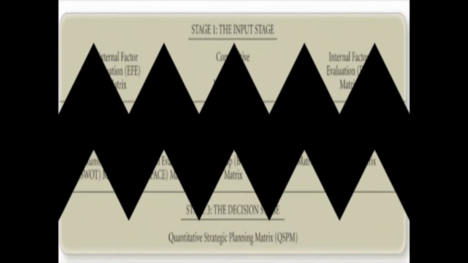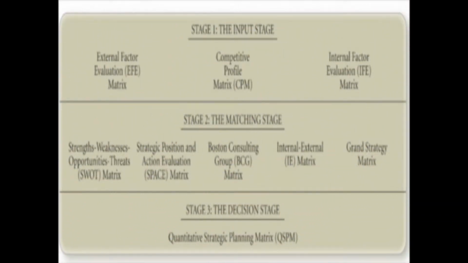In the strategic formulation analytical framework, there are three stages: the input, the matching, and the decision. Stage 1 of the formulation framework consists of the external factor evaluation matrix, the internal factor evaluation matrix, and the competitive profile matrix, also called the input stage. It summarizes the basic input information needed to formulate strategy.